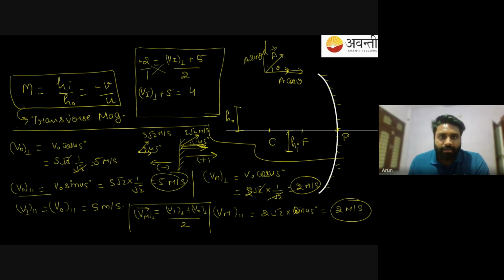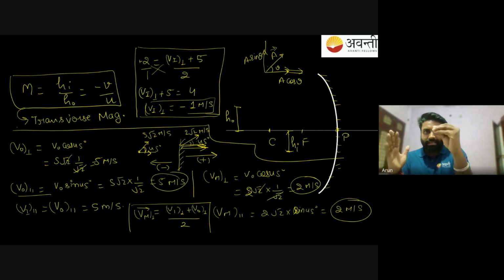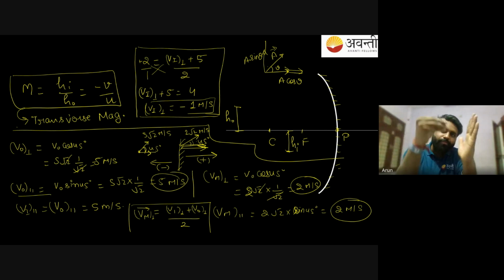If I take this 5 to the other side, the velocity of the image perpendicular will be -1 meter per second. It is pretty much understood that the image is going to move in this direction. In this direction we have considered negative, so that is why the perpendicular velocity of the image comes out negative. Okay guys, this is it from my side.